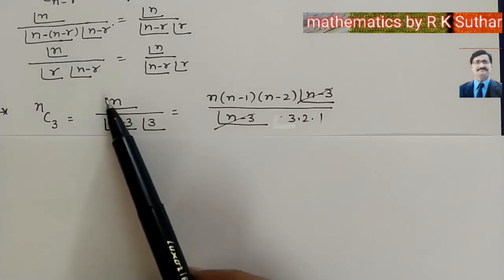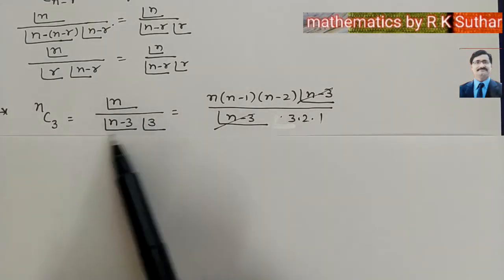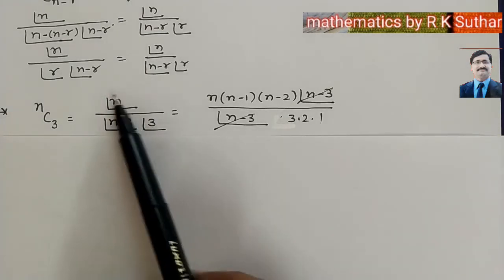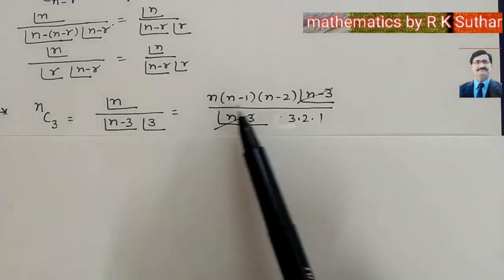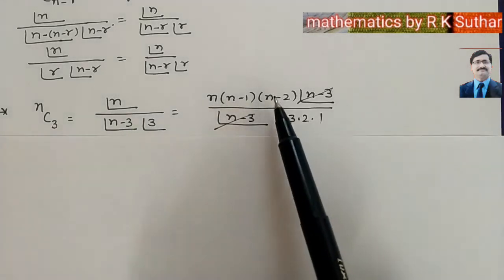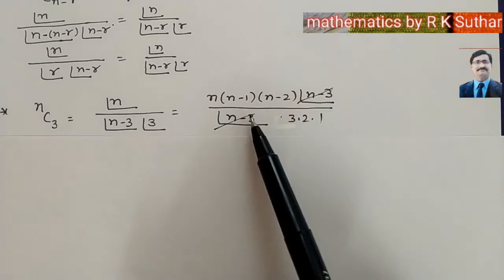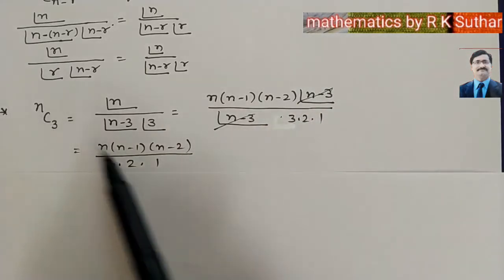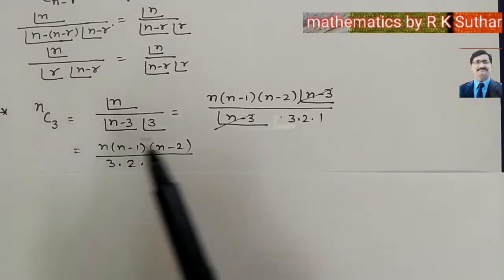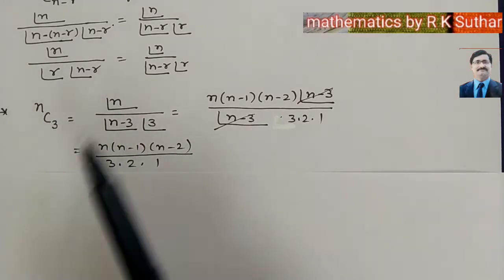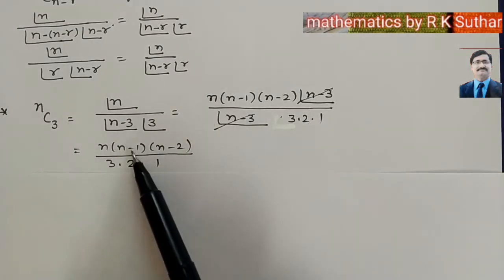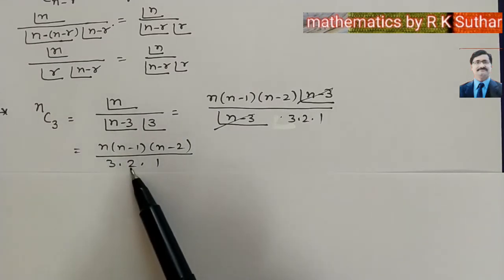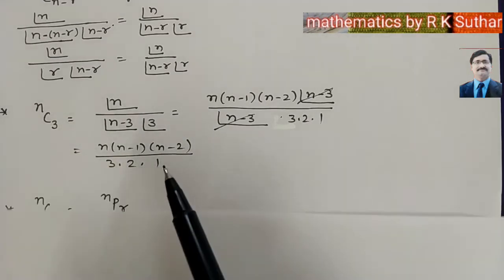Now we have to calculate nC3. We calculate nC3 by the formula: factorial n upon factorial n minus 3 and factorial 3. We open factorial n up to n minus 3. How can we open it? n, n minus 1, n minus 2, factorial n minus 3, and this cancels, and factorial 3 is 3 into 2 into 1. You can also write this directly: nC3 means you write n in decreasing order 3 times, that is n, n minus 1, n minus 2, and in the denominator 3, 2 and 1. All of you understand this?